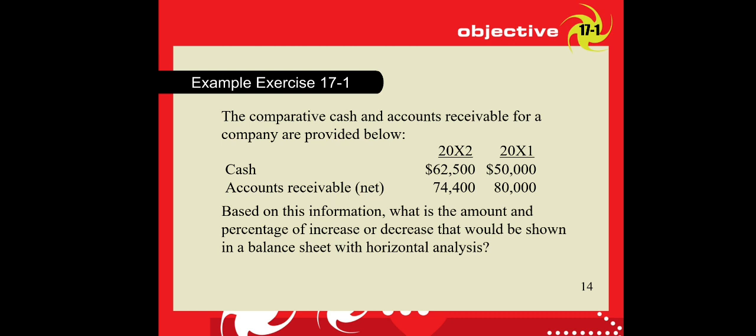The comparative cash and account receivable for a company are provided below. Cash: 62,500 and 50,000 in the previous year. Account receivable: 74,400 and 80,000 in the previous year. Based on this information, what is the amount and percentage of increase or decrease that will be shown in a balance sheet with horizontal analysis? So that is okay. How to do that?